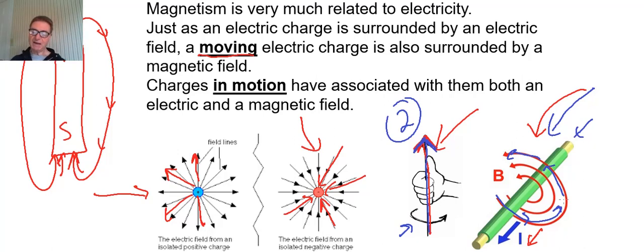It's going to take some time to really learn the right-hand rules. There's more than one of them. There actually are 3 of them when it comes to magnetism, but this is a start.